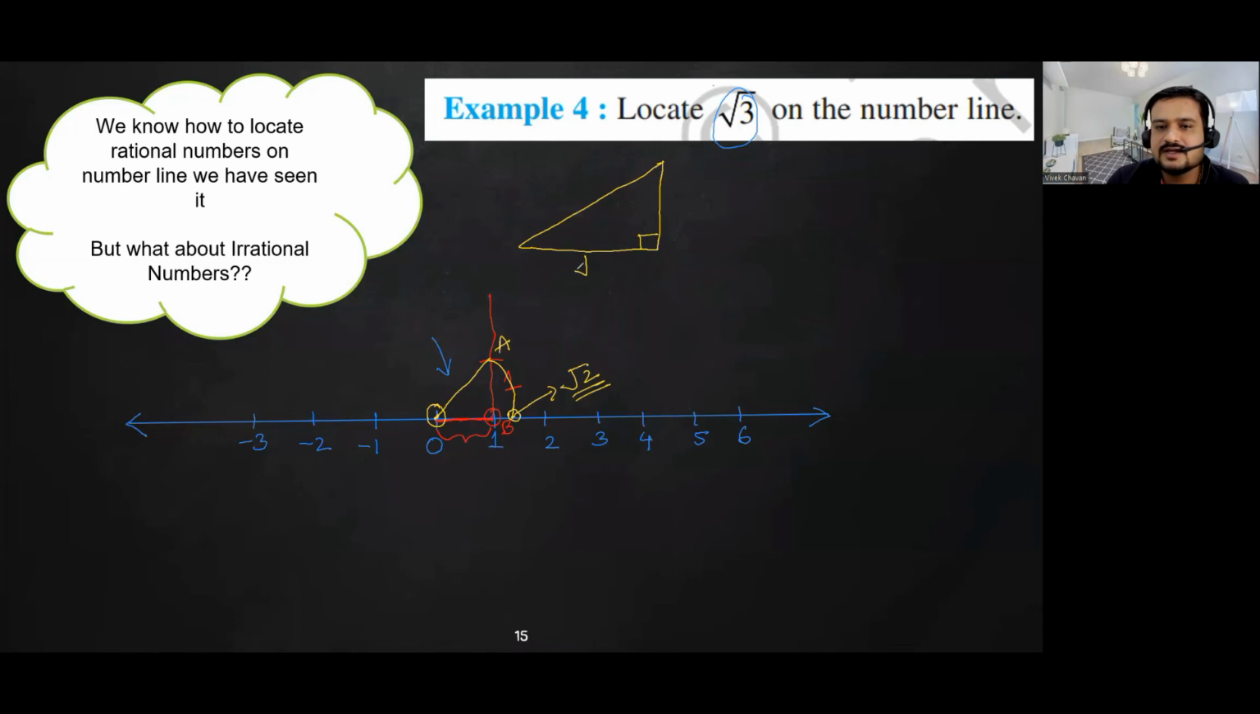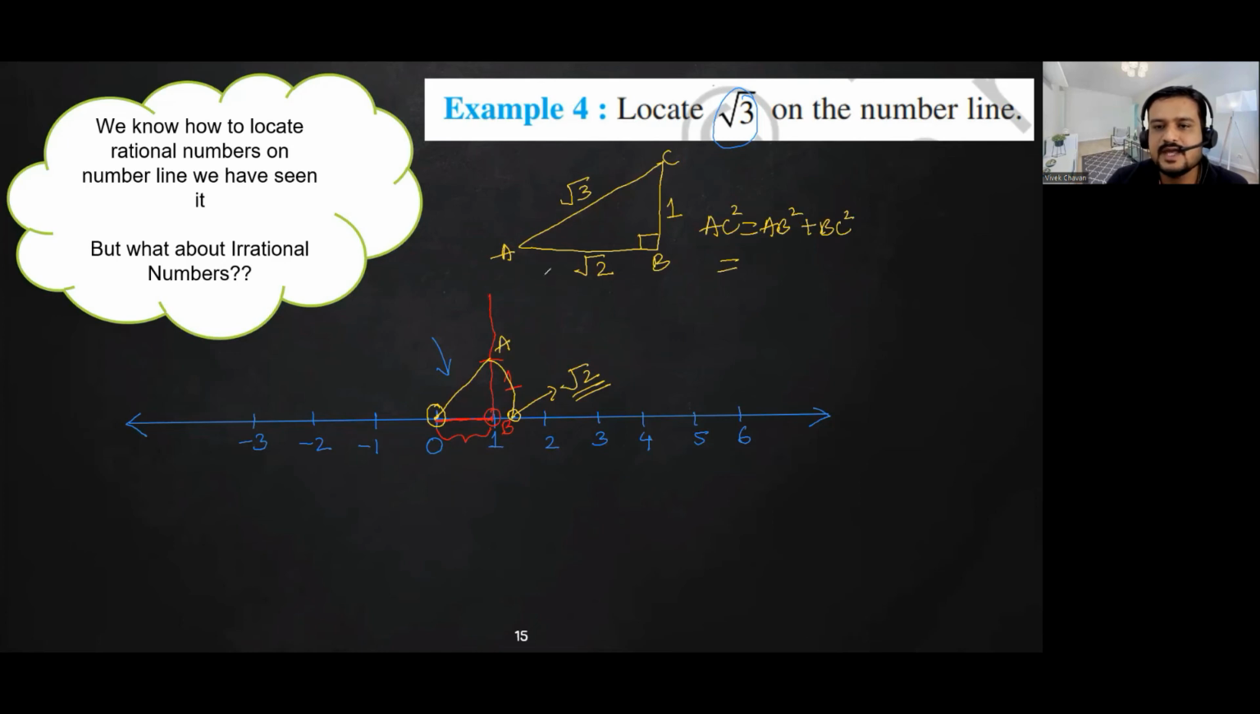Okay. Here it should be under root 2 and here it should be 1. Then when you apply the Pythagoras theorem, you will get the hypotenuse as under root 3. Now suppose we give the names A, B, C. So what is AC square? AC square is equal to AB square plus BC square.